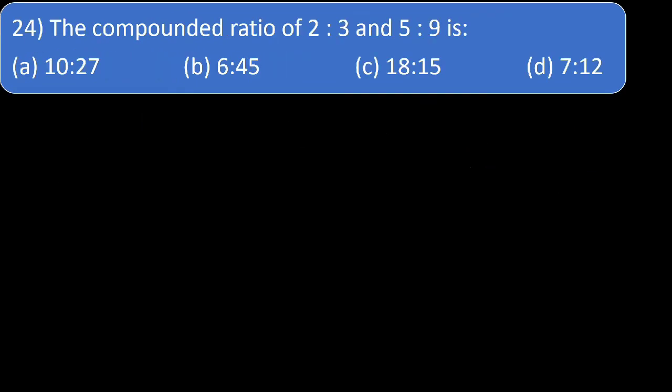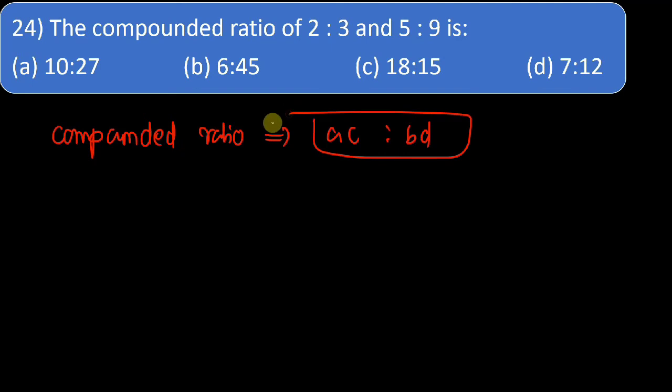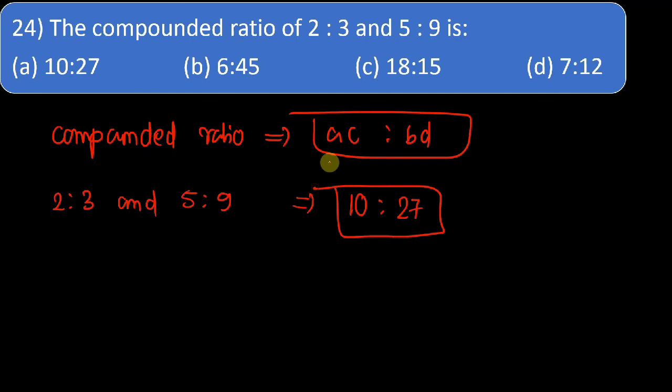Next, we are told to find the compounded ratio of the given numbers. Always remember, the compounded ratio is AC is to BD. This is the formula of compounded ratio. So for 2:3 and 5:9, the compound ratio of these numbers will be AC is to BD. AC means 2 into 5, that is 10, and BD is 9 into 3, 27. That is 10:27, our correct answer. So option A will be our correct answer.